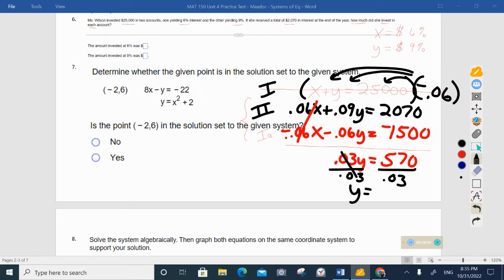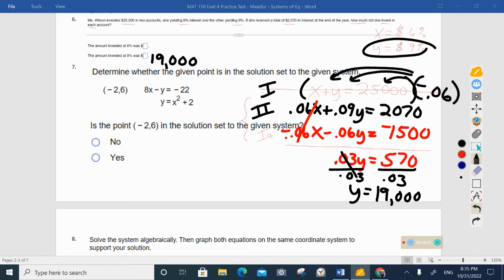And 570 divided by 0.03 is $19,000. Now be careful. That's how much Miss Wilson invested in the Y account. The Y account is the 9% account. All right? So 9% is $19,000.